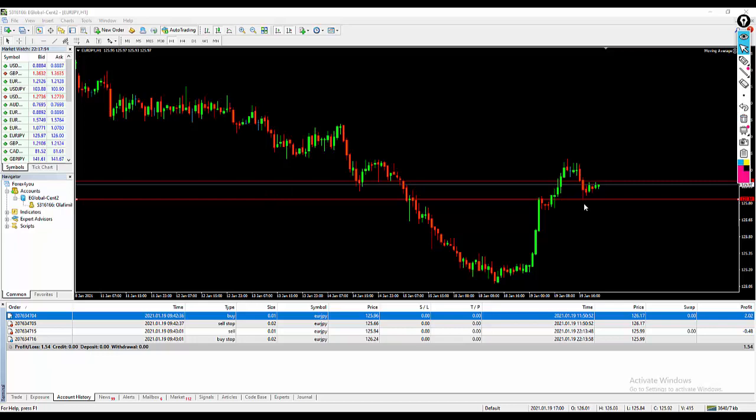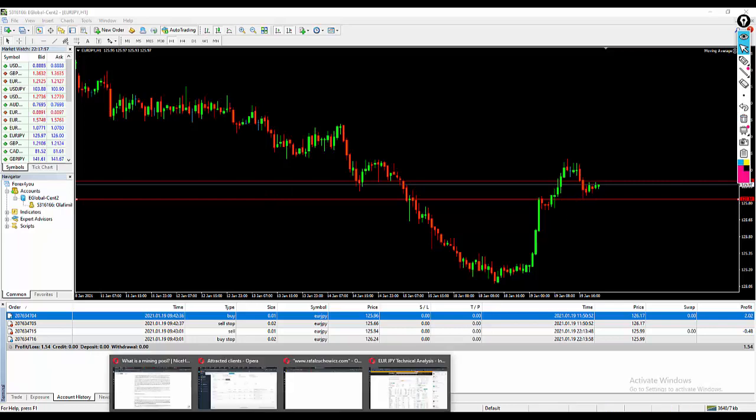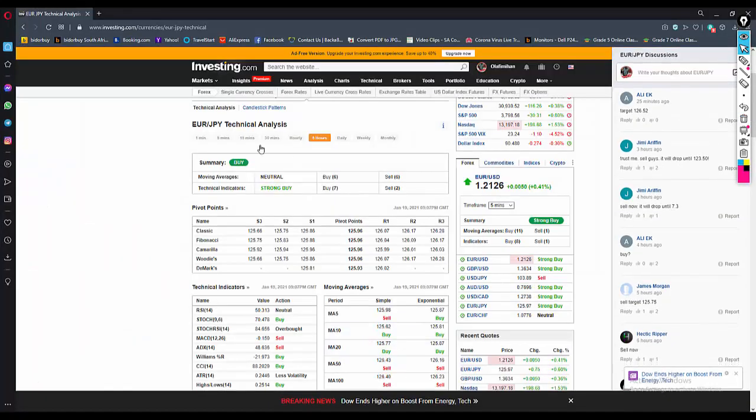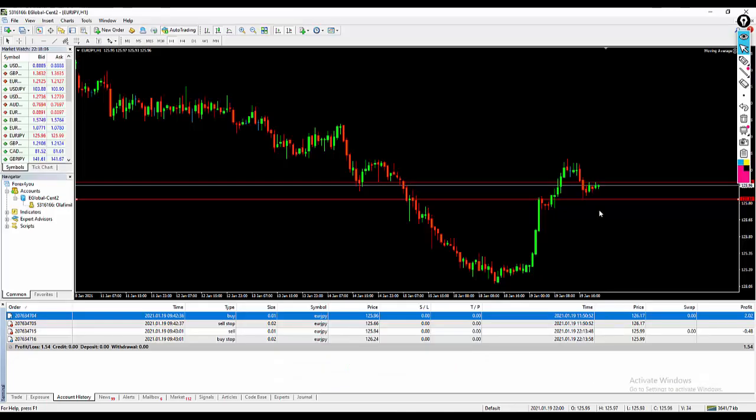Last time when I came here, I told you that the market is ranging. Let's see if it is true. If you look at the market, you can see it's ranging now. There's no uptrend, there's no downtrend. Ranging has started. So this is how it goes today.